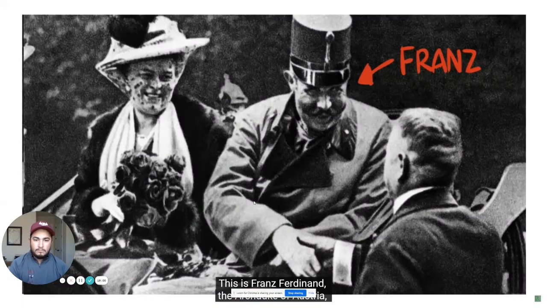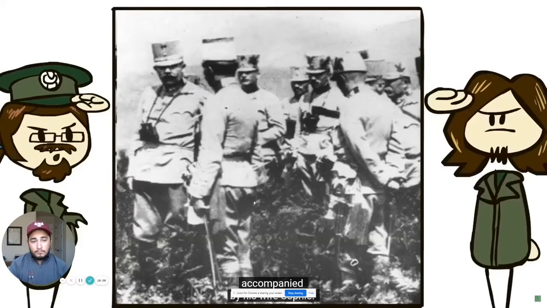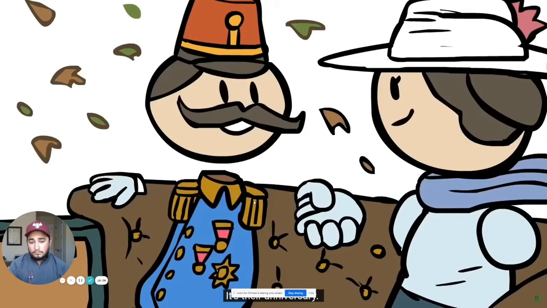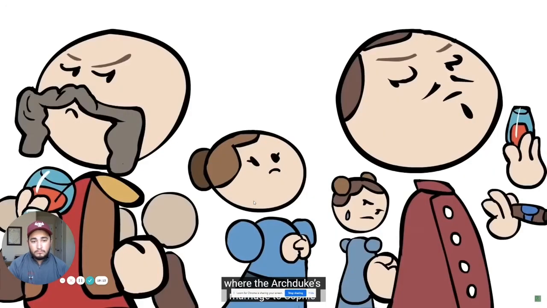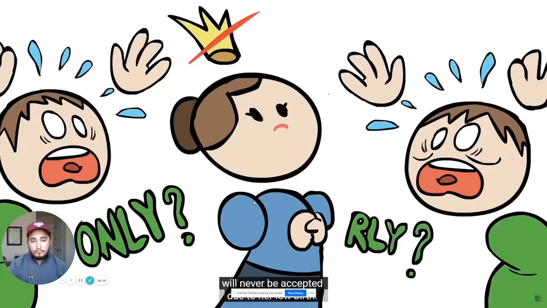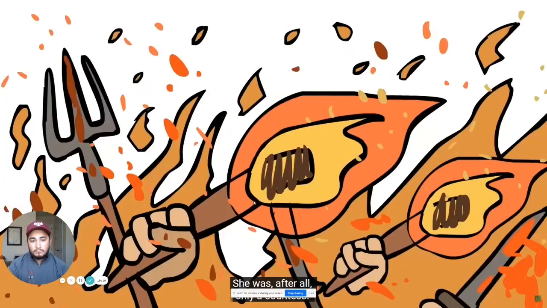This is Franz Ferdinand, the Archduke of Austria, next in line for succession to the throne, accompanied by his wife Sophie. They've come to Sarajevo to watch military maneuvers, but really that's an excuse. It's their anniversary. They've come to get away from the stifling courts of Austria where the Archduke's marriage to Sophie will never be accepted due to her low birth. She was, after all, only a countess.